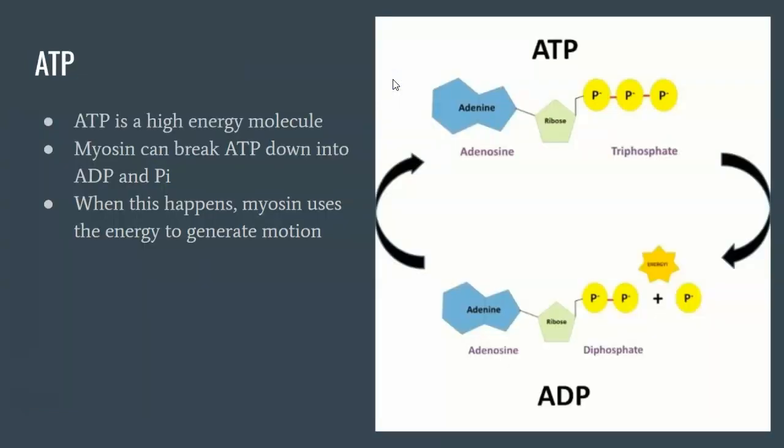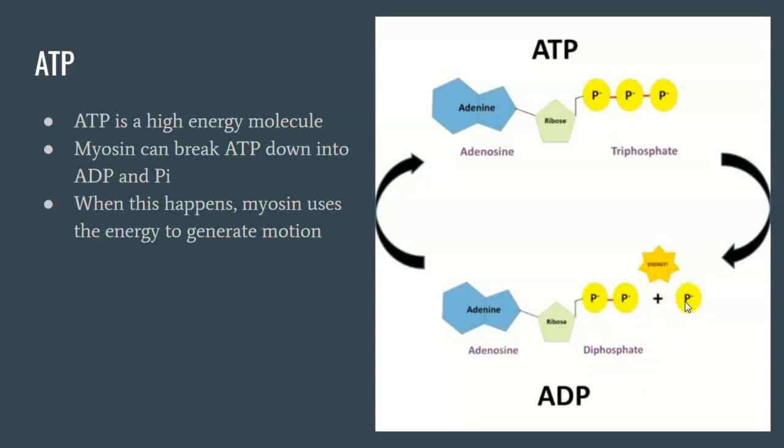So when we talk about ATP, this is what the molecule looks like. So you have adenine and then a ribose sugar and then three phosphates. So it's adenine triphosphate. So that's what ATP stands for. And every time you break down an ATP into ADP and phosphate, you release some energy. So ATP can be broken down into ADP and phosphate. And when you do that, you release energy.